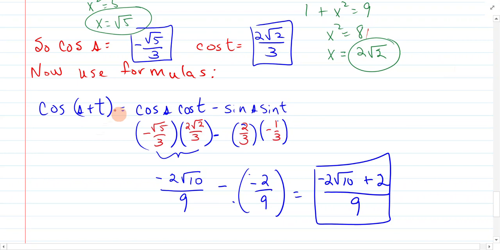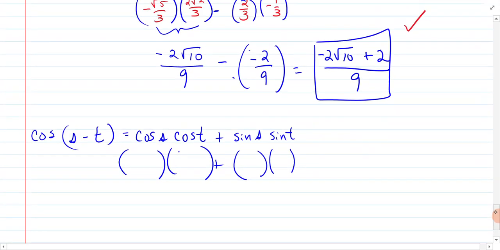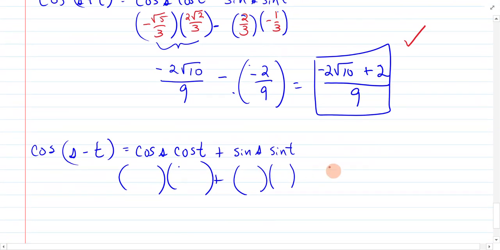The cosine of s plus t equals, here's my formula. Plug in what I had gotten on both and end up with this amount. Square root of 5 times this, you get 2 square roots of 10 over 9, and it's negative, minus 2/9, and it's negative, so that becomes a plus. So you have negative 2 square roots of 10 plus 2 over 9. And you would do the same thing to get the other one. You would just fill in.